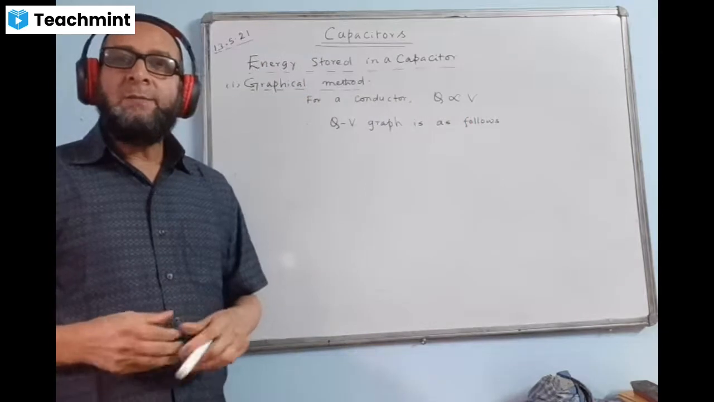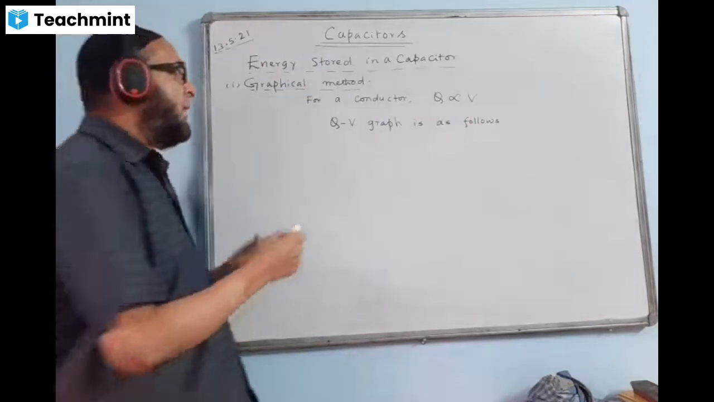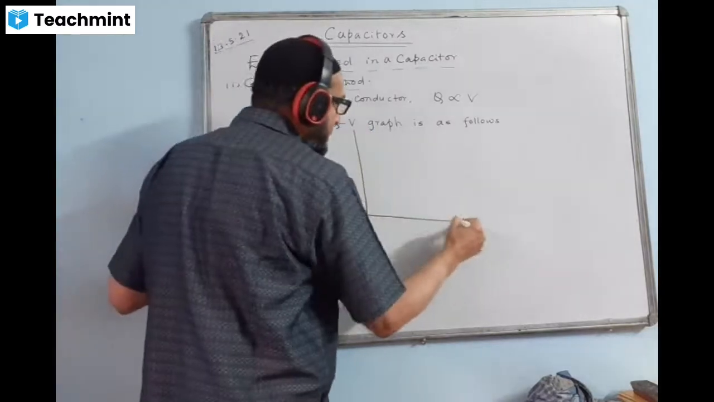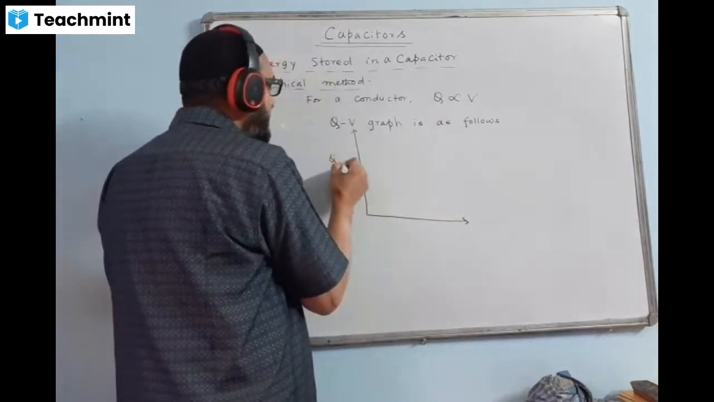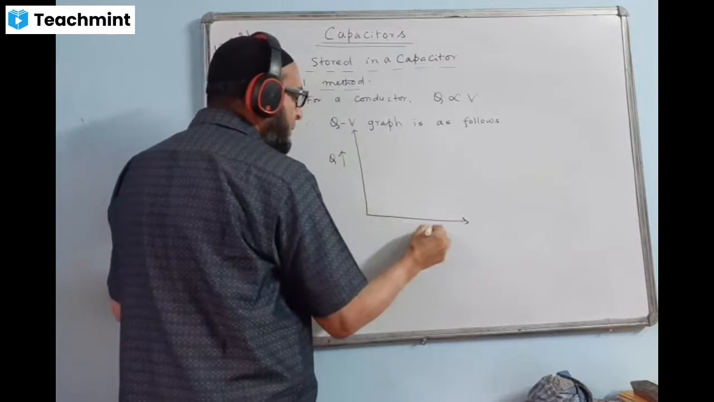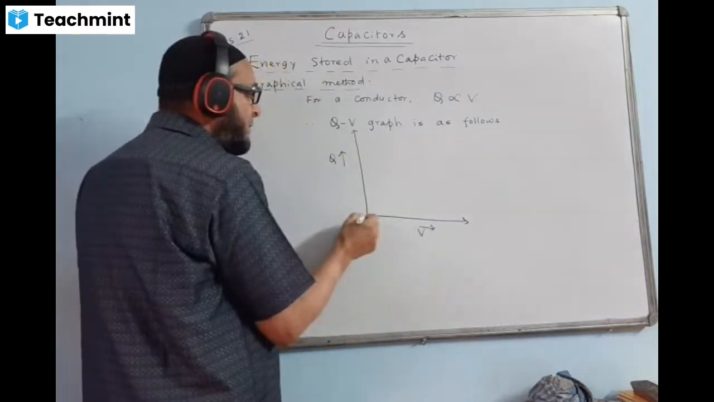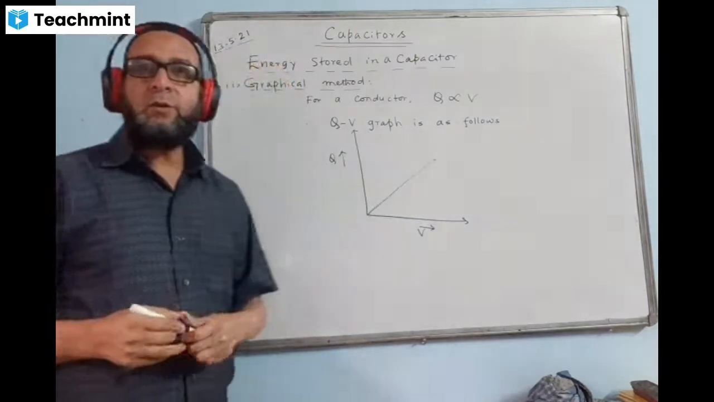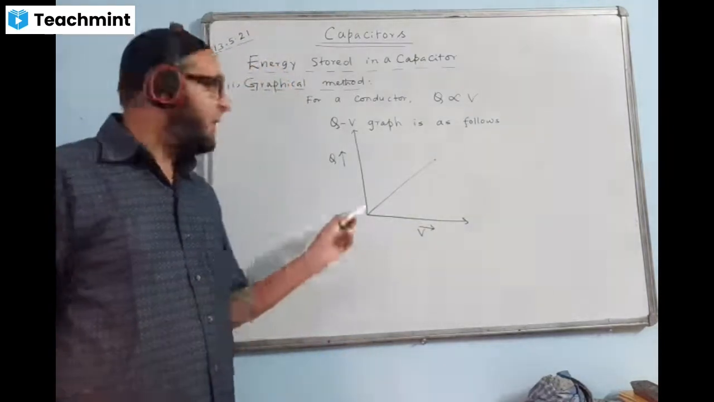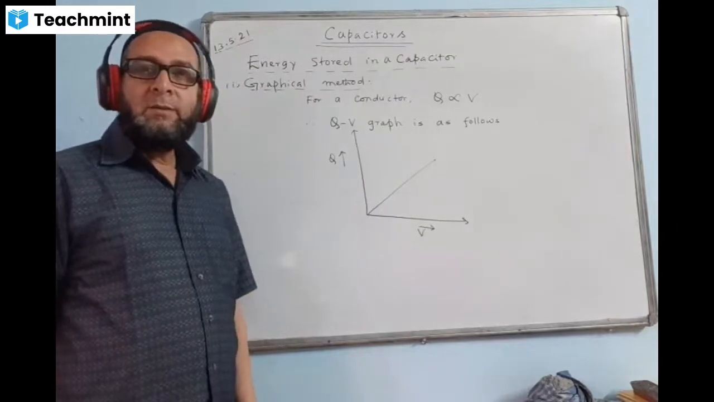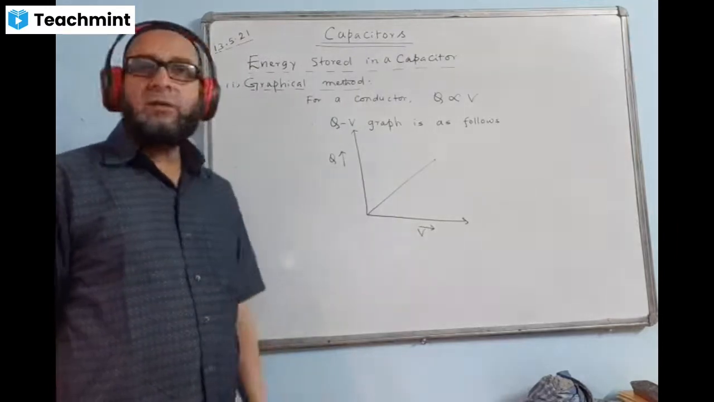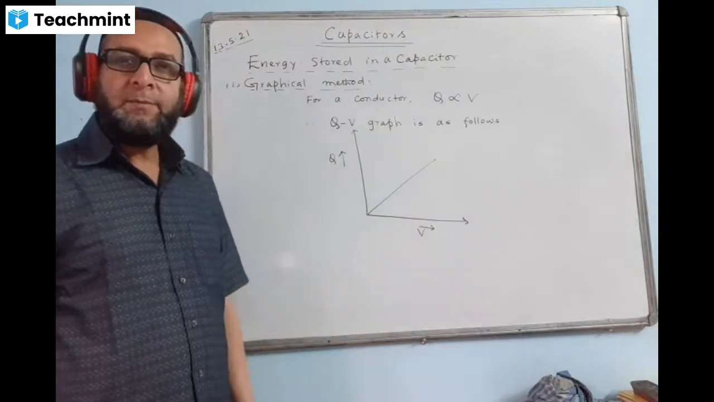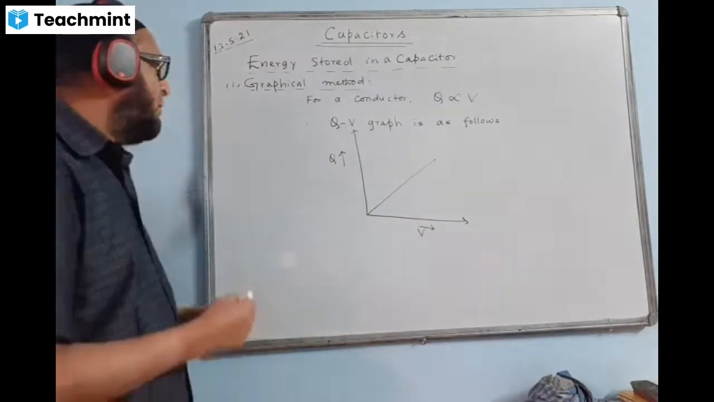We draw the charge and potential graph. That means we will draw a directly proportional graph. On one side I will take Q and on the other side V, the potential. Directly proportional, so the graph will come in the form of a straight line like this. When V increases, the charge also increases. So we draw a graph like this.